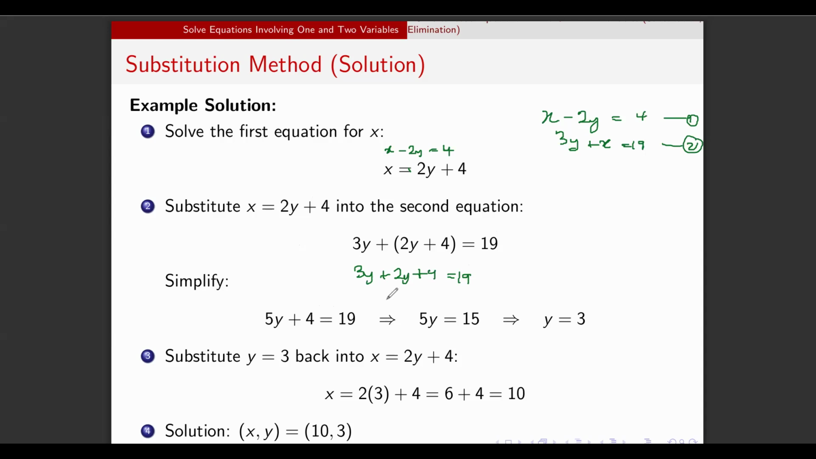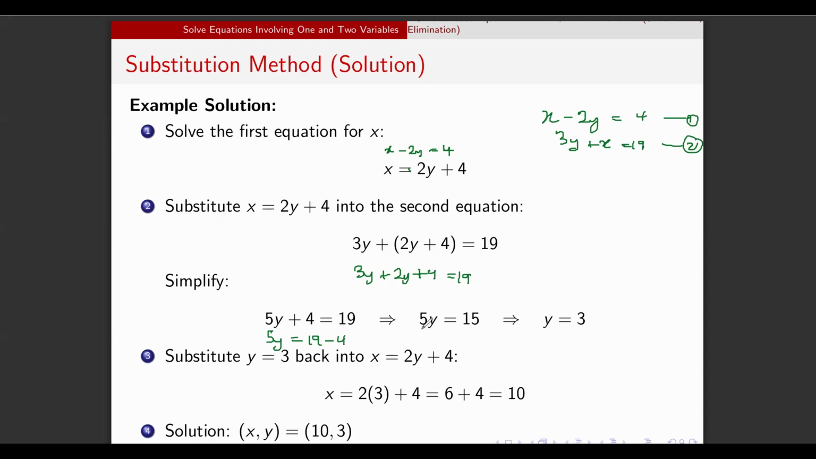I can let this 4 cross over to join the 19. And since it's positive 4, when you cross it becomes negative 4. So I'm going to have 5y equals 19 minus 4. Now 19 minus 4 will give you 15. That is how come I have here 5y equals 15.